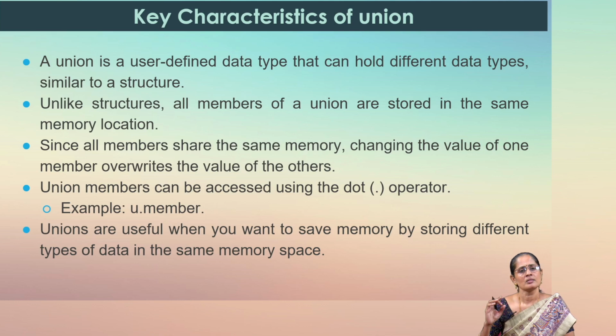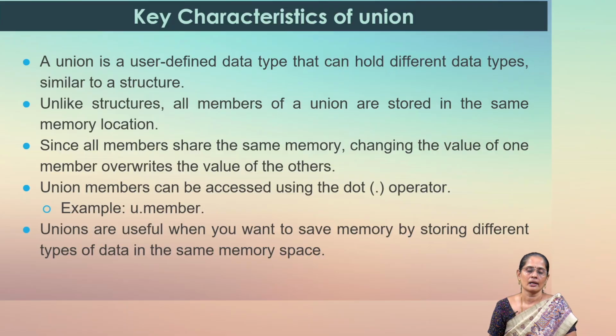Right. Since all members share the same memory, changing the value of one member overrides the value of the others. So, at a particular point there can only be one member which is active. The other member's value can be overwritten in the memory whenever it is required, and once its usage is over, we can replace it with another member's value, right.